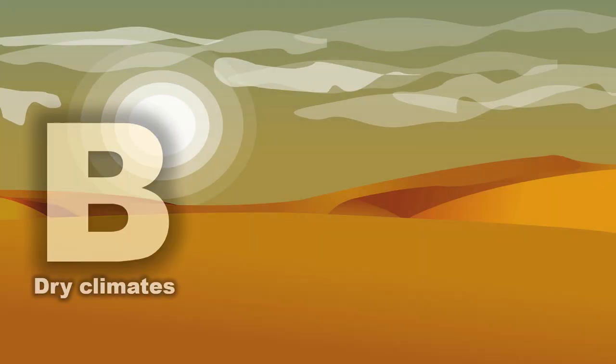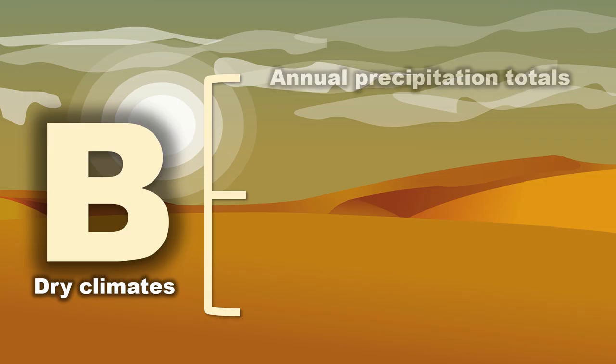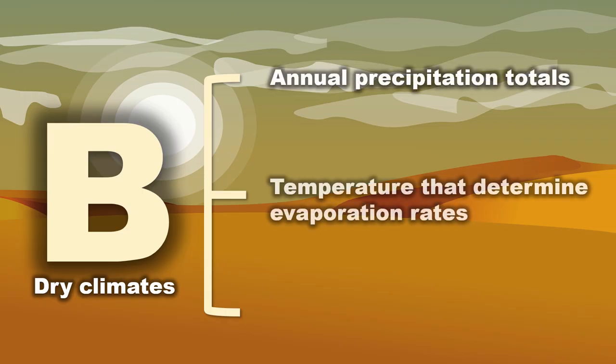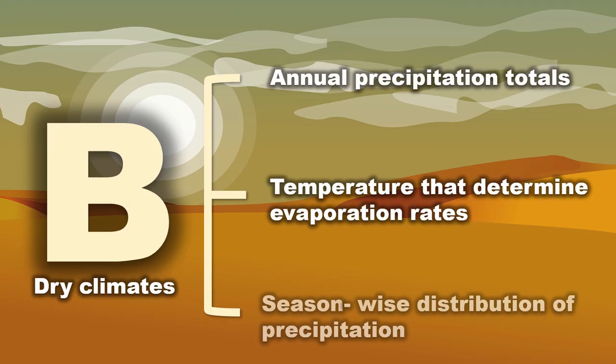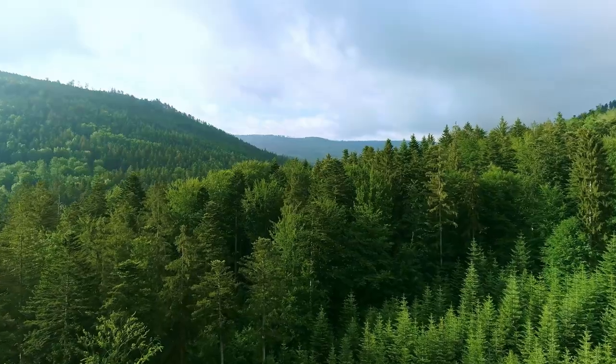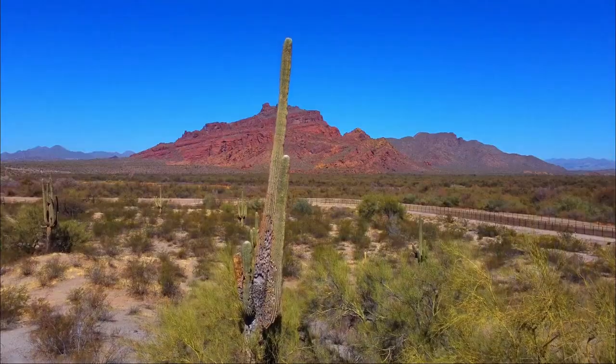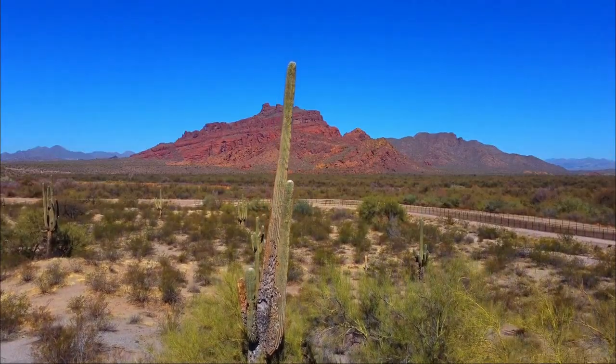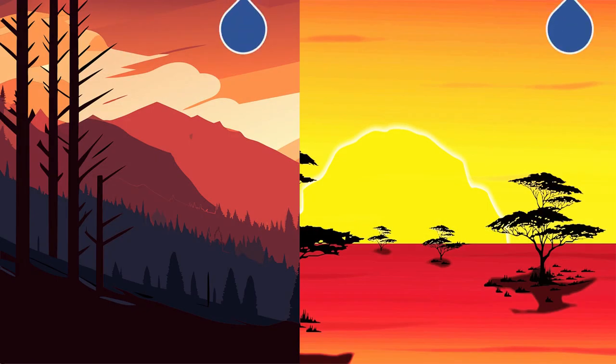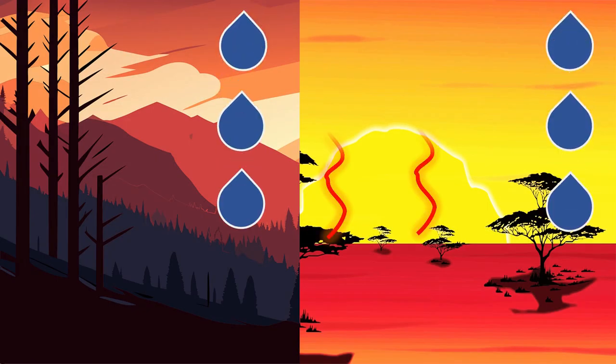This balance depends on 3 key factors, which are annual precipitation totals, temperature which drives evaporation rates, and seasonal distribution of precipitation. These factors explain why 25 centimeters of rain can support forests in cool Scandinavia, but only sparse vegetation in hot Nevada. The same amount of water, but in different locations, simply disappears faster in hot air by evaporation.